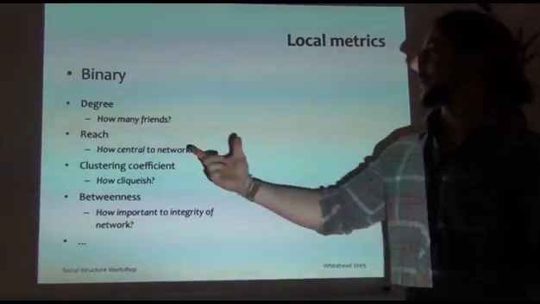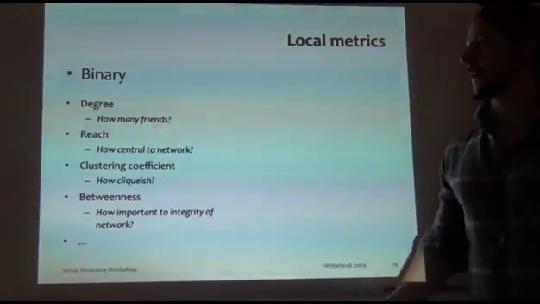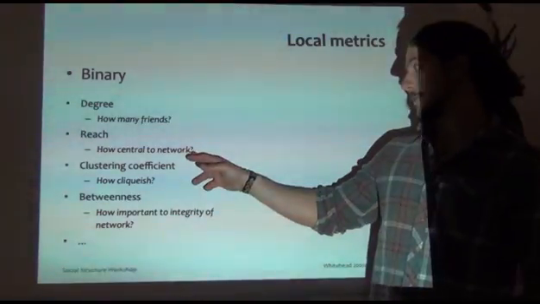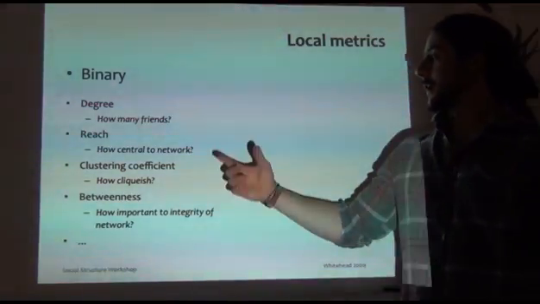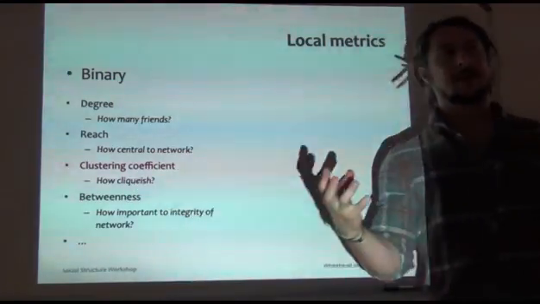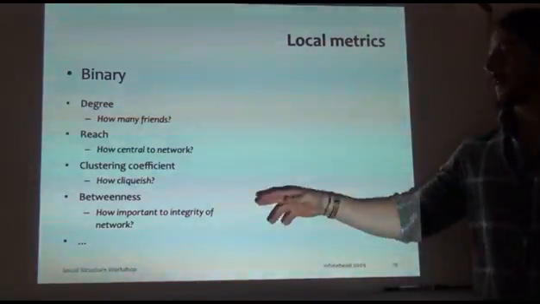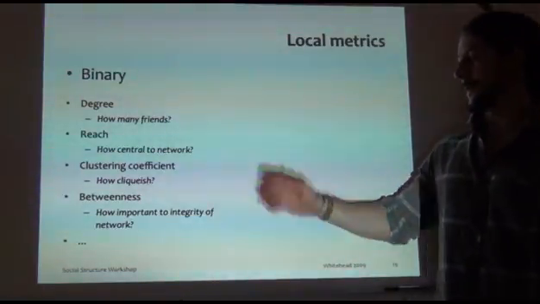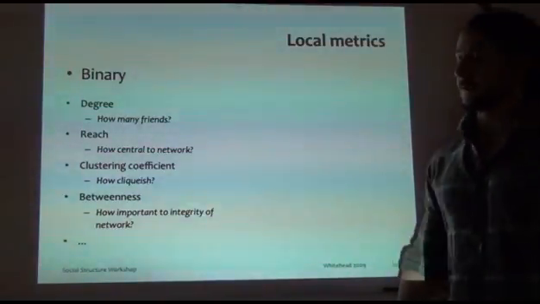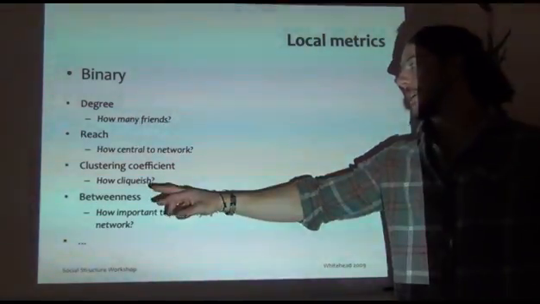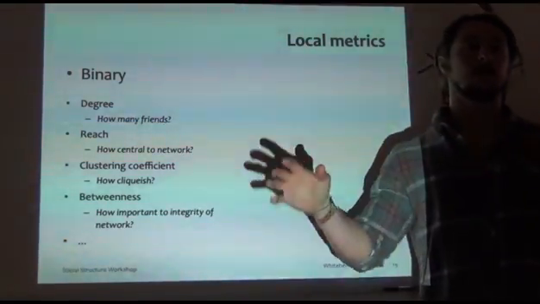So degree is actually how many friends or connections someone has. The reach would be how central this guy is to the network. Clustering coefficient, how cliquish they are. And betweenness would be how important they are to the flow of things on the network, of quantities, to the integrity of the network. Because if you remove a guy with high betweenness, you might split the network.